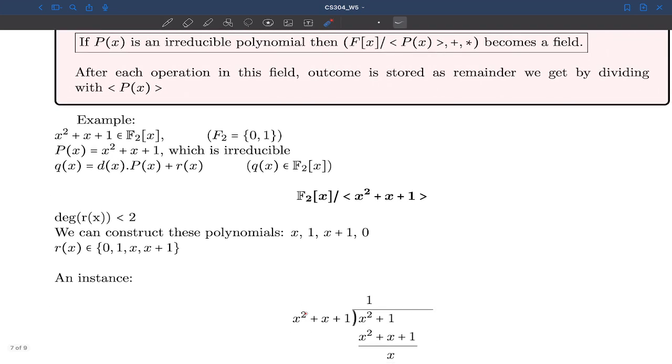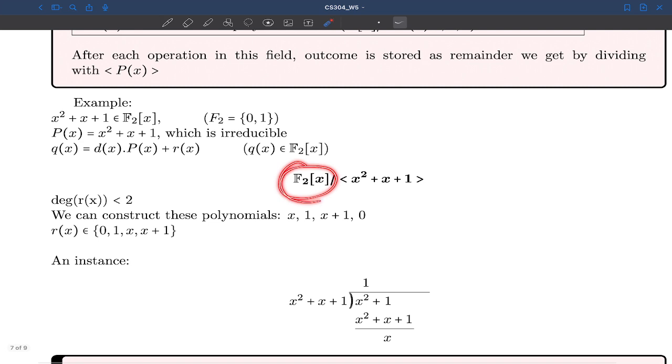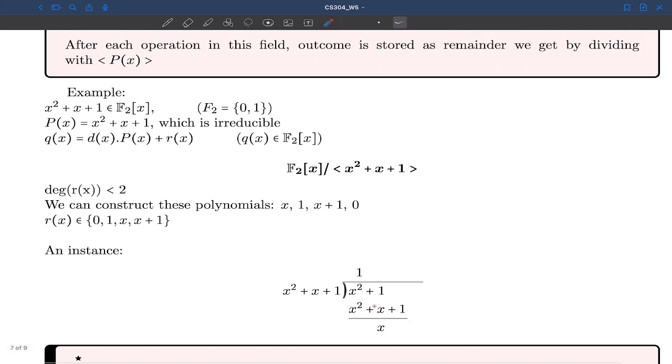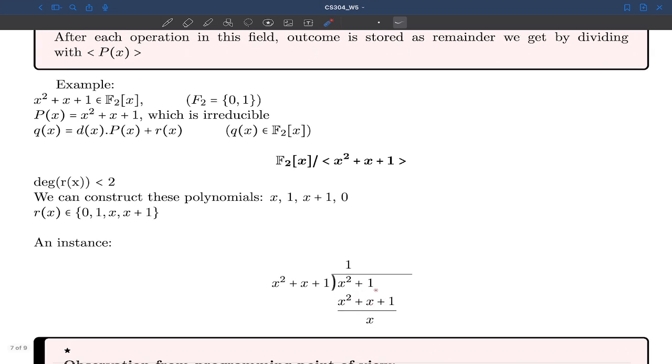Okay, so let's take one instance of getting one of these remainders. In my F2[x], I can have a polynomial x square plus 1. I'm not saying F2[x] over x square plus 1, I'm not talking about remainders. In F2[x], which has all those polynomials, x square plus 1 will be one of those polynomials, right?